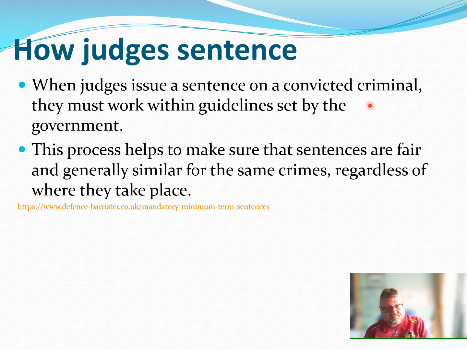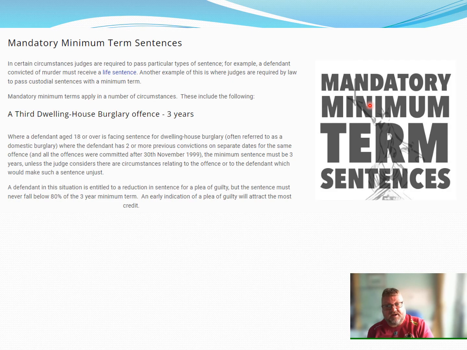So you can go and look at various things. I've just picked out a little website here, defencebarrister.co.uk. You can click on this, but here's just a little clip of what I've taken. I mean, you may well know that if you're found guilty of murder, it's a mandatory life sentence, but there are other minimum term sentences. So in this example here, third dwelling house burglary offence, where a defendant aged 18 or over is facing sentence for burglary, where the defendant has two or more previous convictions on separate dates for the same offence.